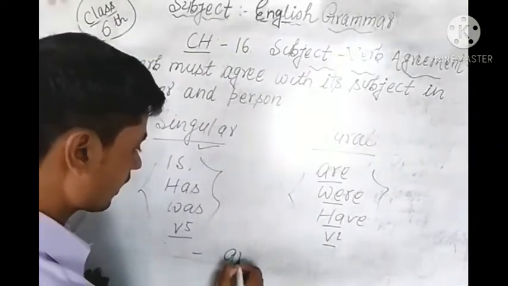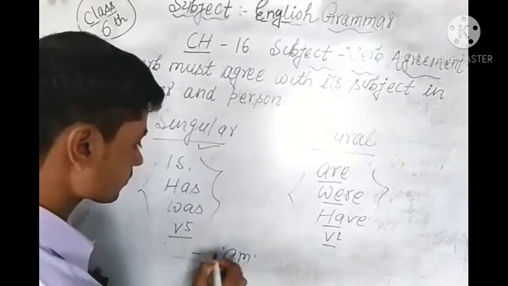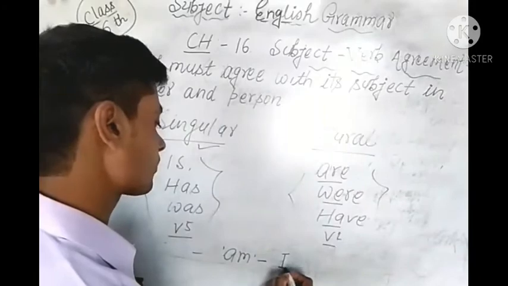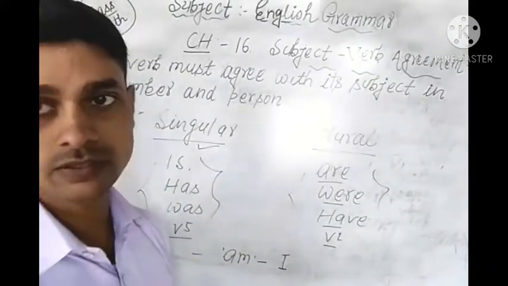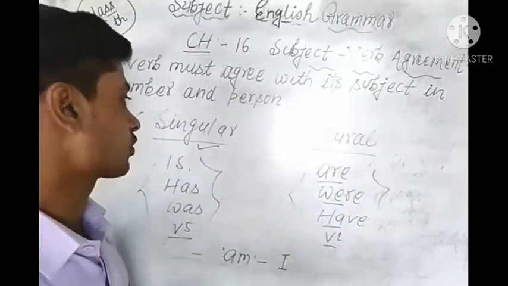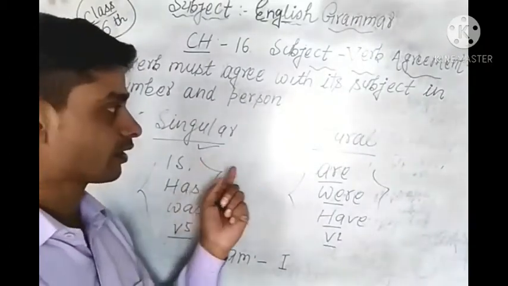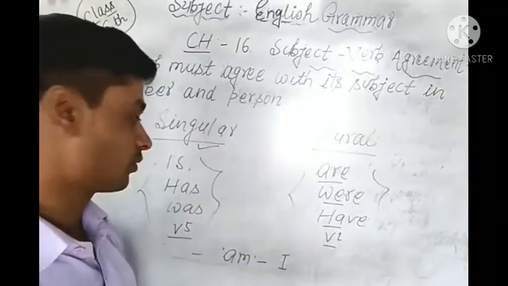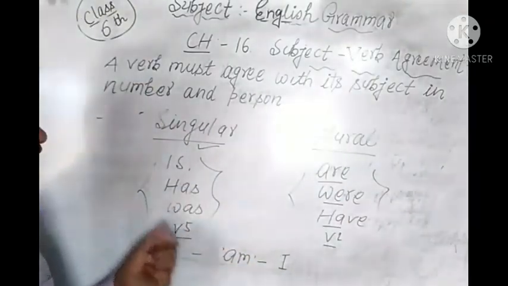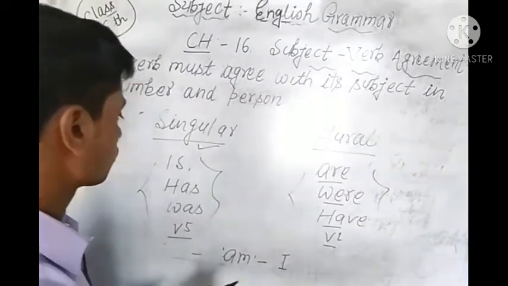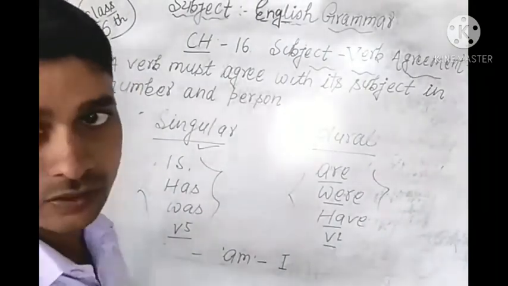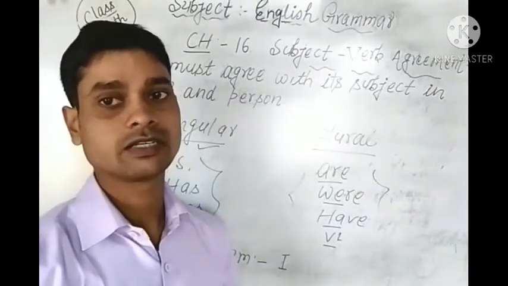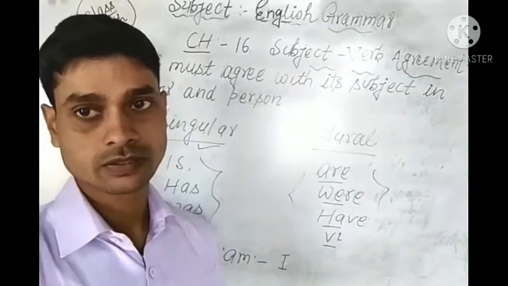But students, you know, am is also an auxiliary verb. Am is used only with I. So these are all types of verbs, but according to singular, plural and person we use the verbs at the right place. Students, one by one we will learn the rules of subject verb agreement. There are some rules by which we can use the verbs in suitable places.